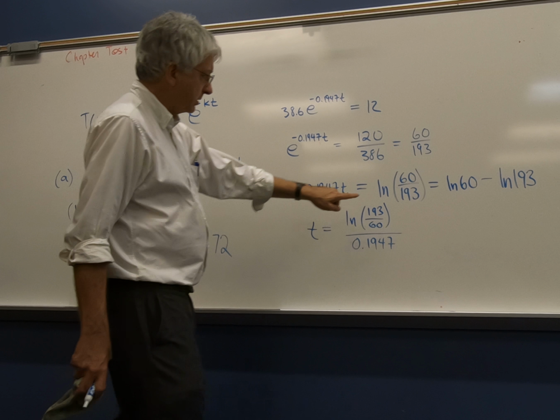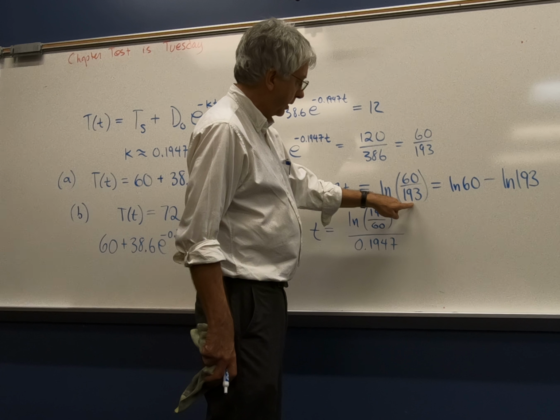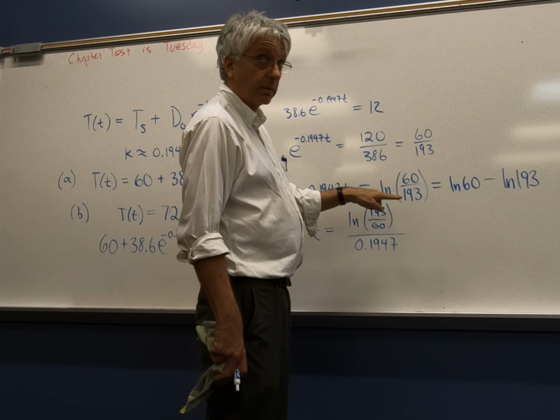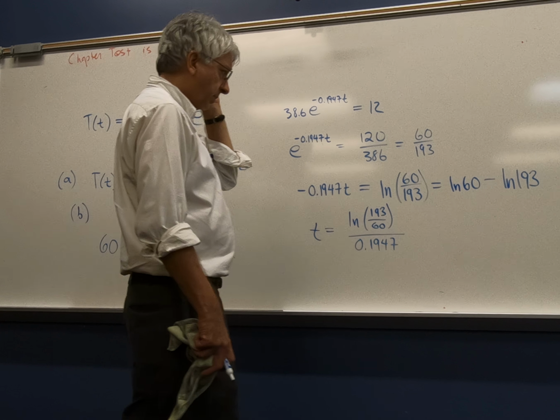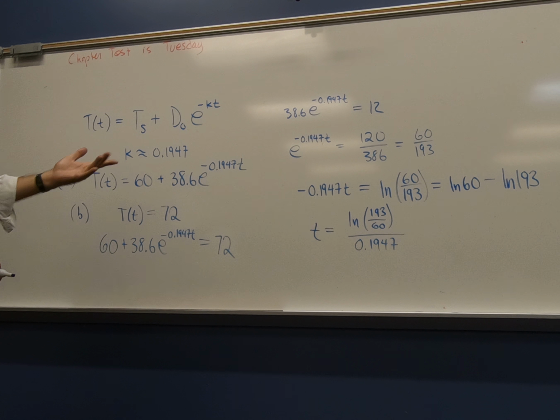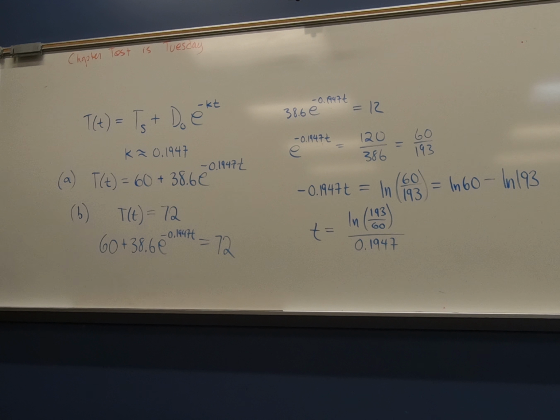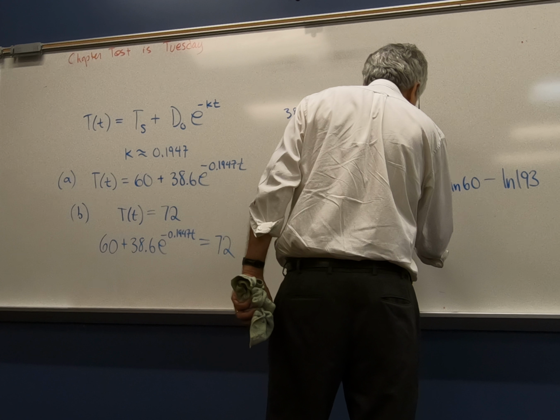And why do I say this is positive? Well, this is negative because it's a log of something less than 1, right? The log of 1 is 0. The log of something between 0 and 1 is negative, right? Log base e. So now I've got a positive divided by, I don't like to accentuate the positive, so either way it'll be fine. And what do I get as a number? I don't know. So natural log of the quotient 193 divided by 60, close parentheses, divided by 0.1947. And it's almost exactly 6 hours.